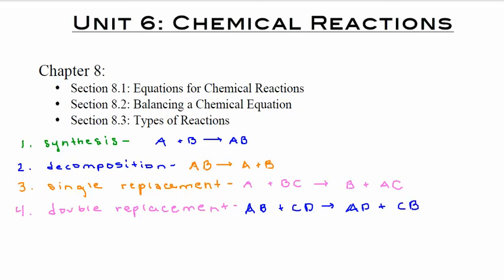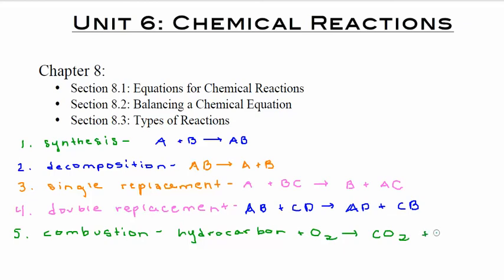The last type of reaction that we looked at is combustion. And in combustion, what happens is you have a hydrocarbon, and that's any compound with hydrogen and carbon, and it reacts with oxygen, and the product of a combustion reaction is always carbon dioxide, CO2, and H2O.